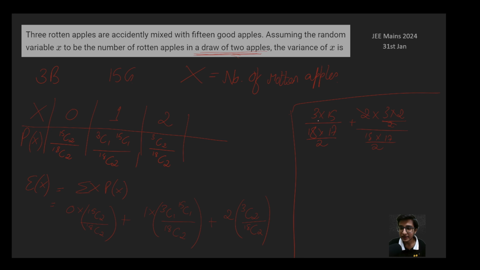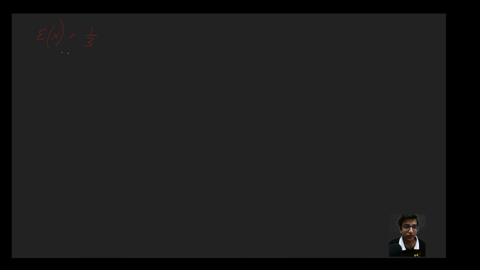2 and 2 would get cancelled out. 3 would cancel this 6 times. 3 would cancel this 2 times. 2 and 2 would cancel out. This would become 5. So we would have 5 by 17 plus, this would cancel this 9 times, 3 3s are 9. So we would have 2 by 17 3s is 51. So upon solving this entire thing, what are we going to get? 1 by 3 as our mean. So this is my mu.